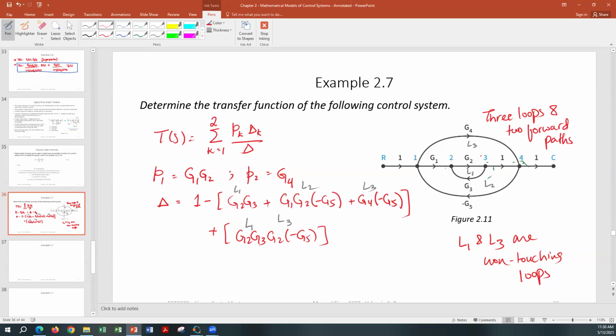Now delta K is delta with all the loops that are touching the kth path removed. So basically, the gain of all the loops touching the kth path. Delta 1 in this case corresponds to the straight path, and all the loops are touching the straight path. They share nodes when you go from R to C. So delta 1 is simply going to be 1, because L1, L2, and L3 are all touching your straight path.